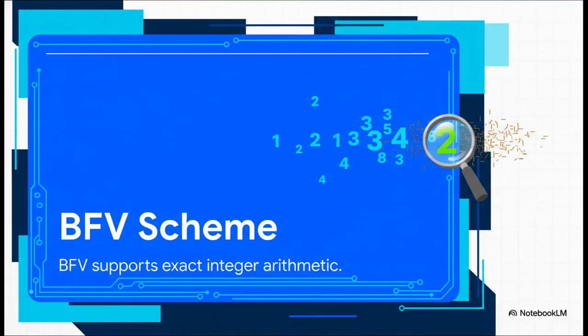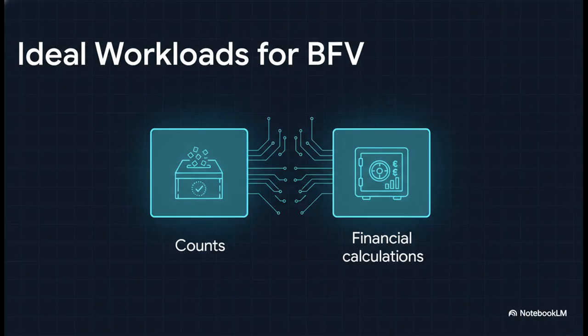And the key word here is exact. BFV is all about working with whole numbers, integers. It gives you a rock-solid guarantee that any calculation you do on the encrypted data will be bit for bit identical to doing it on the raw, unencrypted numbers. 1 plus 1 will always be 2. There's no rounding, no estimating, no close enough. It's perfect fidelity.